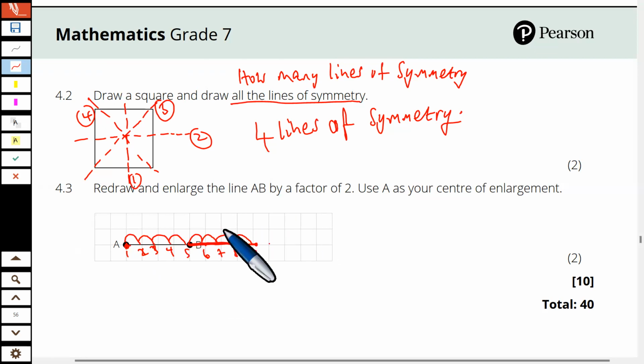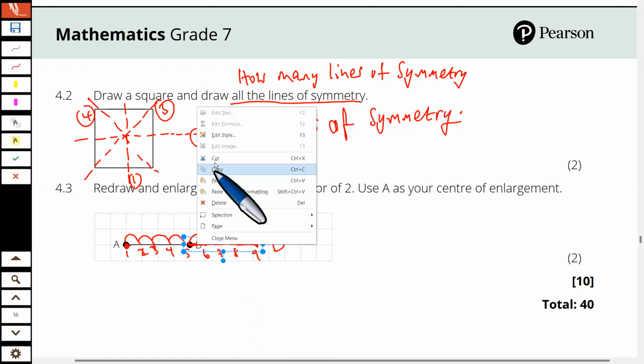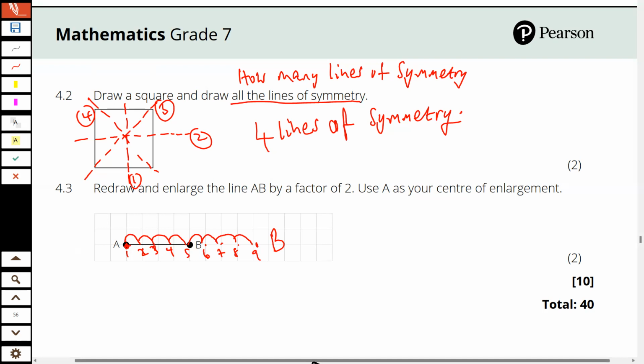So redraw and enlarge the line by a factor of 2. Use A as the center of enlargement, so it's going to be exactly like this. In other words, this is going to be a B there. It's going to be up to there. Up to exactly here. So that's what you have. Next.